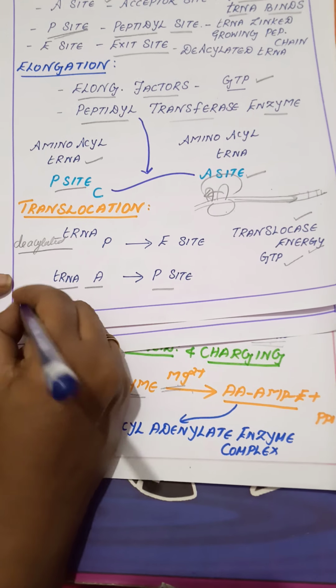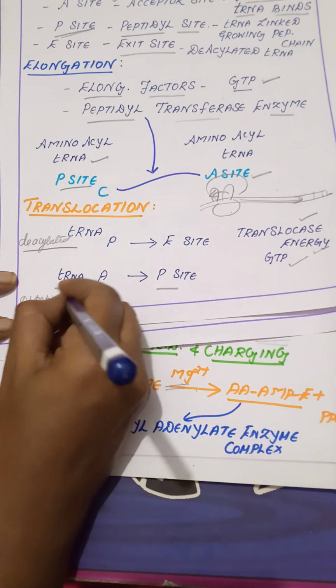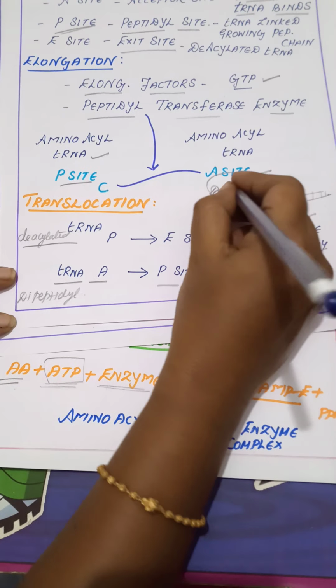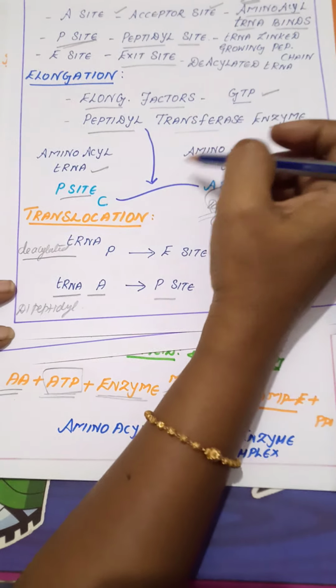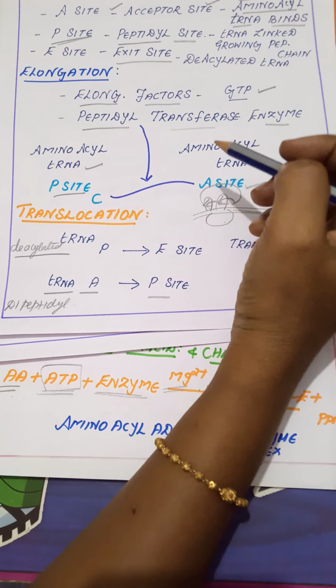Here the dipeptidyl tRNA moves from the A site to the P site, and the formation of a peptide bond between an amino acid.